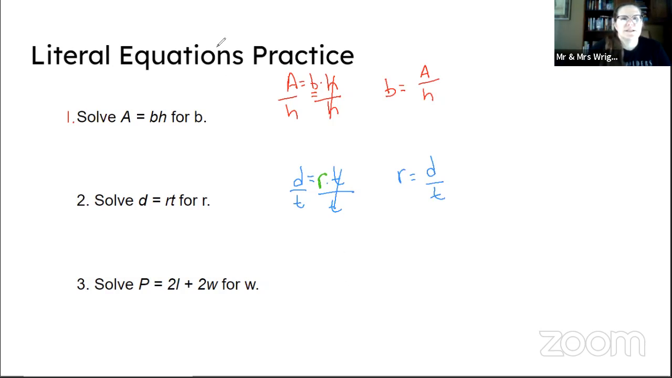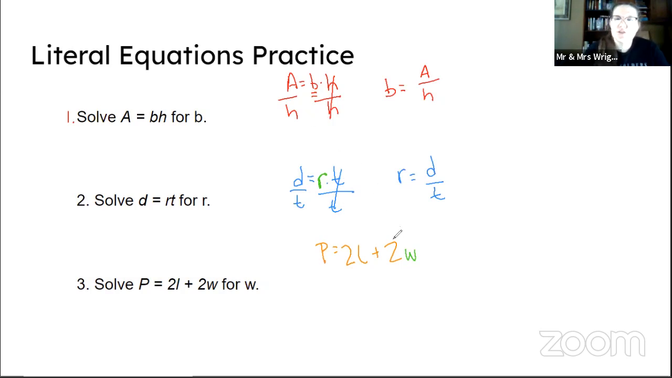All right, and last one here, I've got P equals 2L plus 2W. This is to find the perimeter of a rectangle, and we're asked to solve for W. This one's a little more complex, so it makes more sense for me to make sure that I have that in a different color to help me make sure I'm doing this.